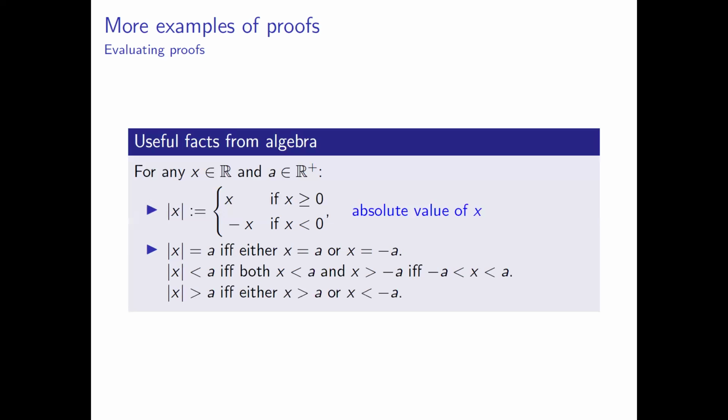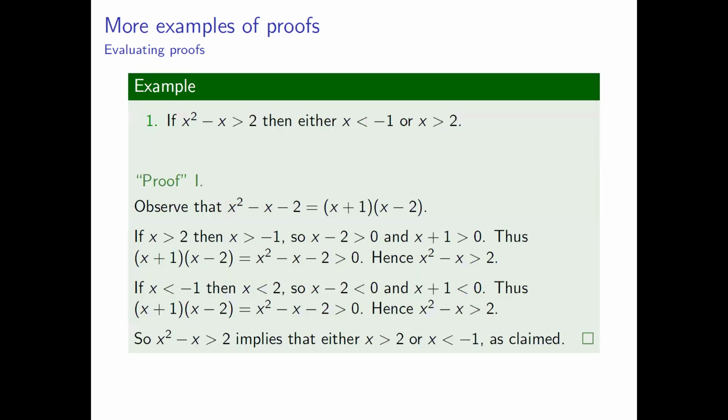The absolute value of x is greater than a if and only if either x is greater than a or x is less than minus a. Note that we do not write this as a is less than x is less than minus a, since a is not less than minus a. Assume throughout that all variables are real numbers.